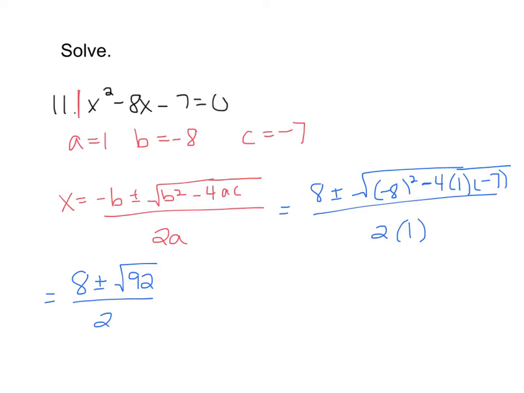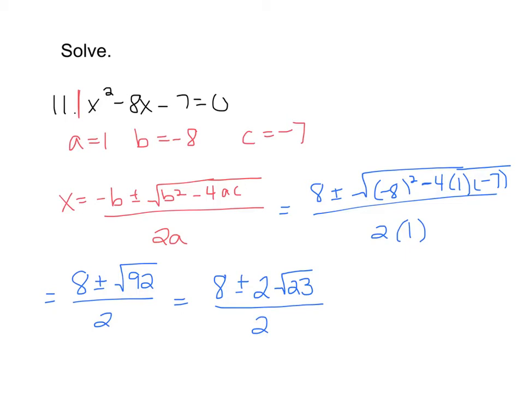Now I'm going to simplify. And to simplify, I need to find the perfect square that goes into 92. I know that 4 goes into 92 23 times. So I'm going to rewrite the square root of 92 as the square root of 4 times the square root of 23. The square root of 4 is 2. And I can't take the square root of 23. Sorry about that. So I'm just going to leave it in the square root. Everything else, notice, I didn't change anything else except for rewriting the square root of 92.